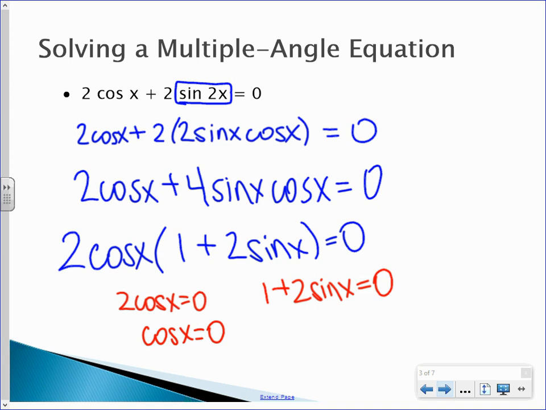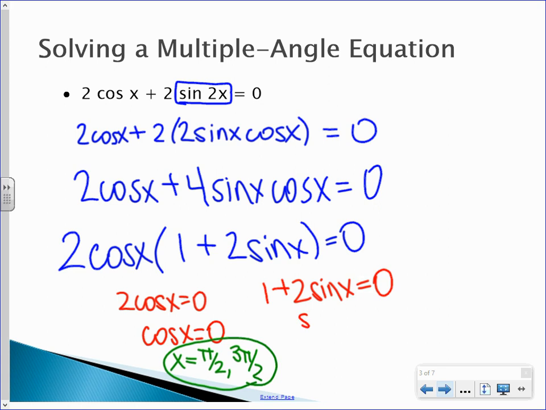We need to know where the cosine of x equals 0. Think about it. Maverick, where does that happen? Pi over 2 and 3 pi over 2. Good. I'm just going to give the solutions between 0 and 2 pi. I'm not going to write out the complete solutions.